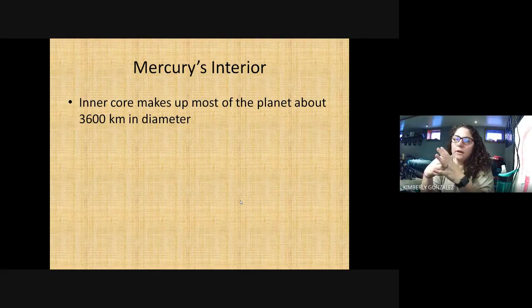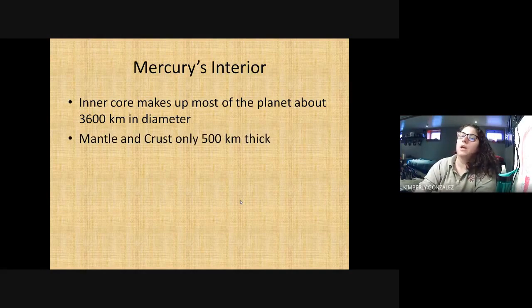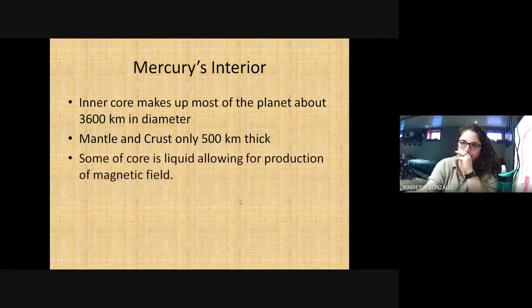The inner core is about 3,600 kilometers in diameter. Notice how we're using kilometers and not astronomical units and not light years, right? Because we're talking about a planet itself. We're not talking about in between a planet and the next planet. Okay, so it is still using the distance that we would use on Earth as well. Okay, so it has an inner core, an outer core, the mantle and crust. The mantle and crust is only about 500 kilometers thick, so it's not very deep.